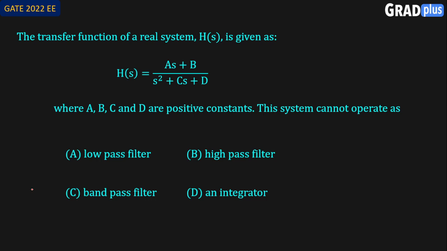Now here the system is given, that is H(s), and we have to find out whether this system cannot operate. From these options, what will be the correct option?